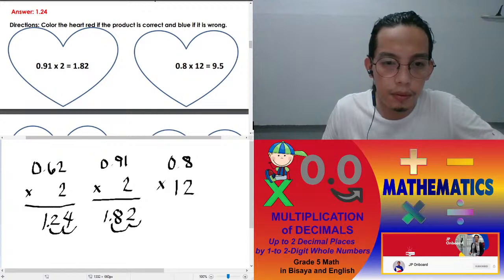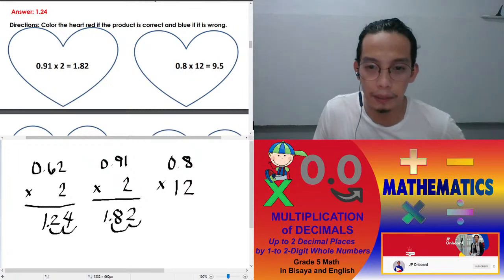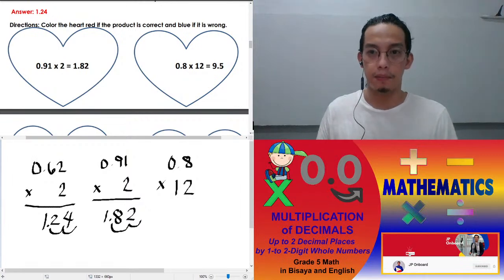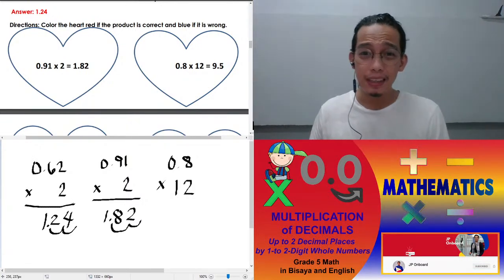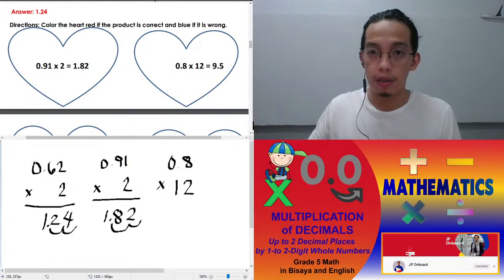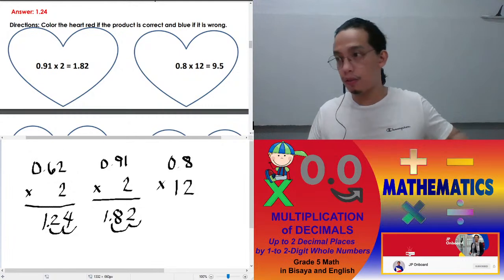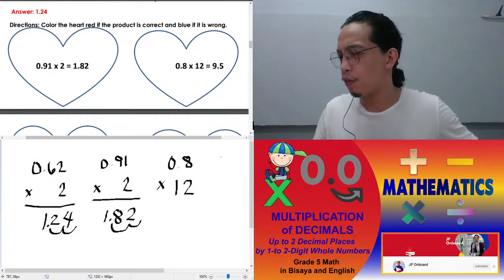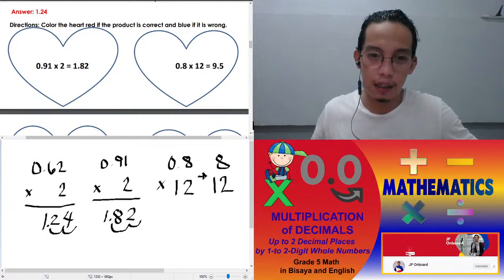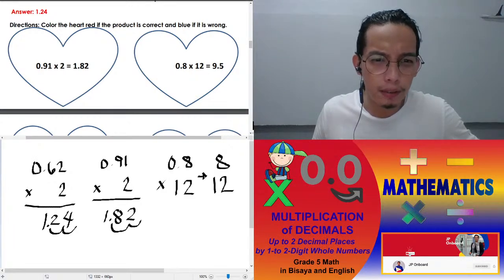Okay. Let's continue. So let us multiply this number. We multiply them as whole numbers. So we remove the decimals first. So it's easier. We remove it like 8 times 12. Now, it's also easier if we place according to an easier way.